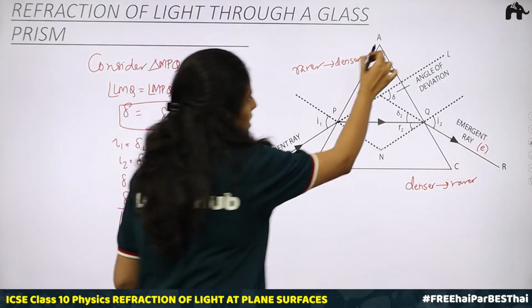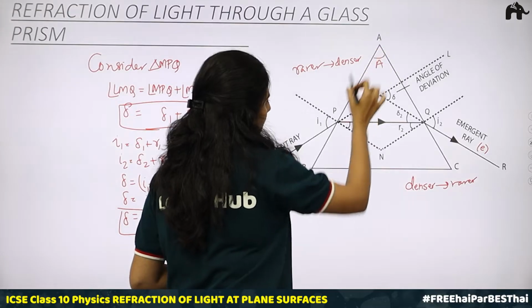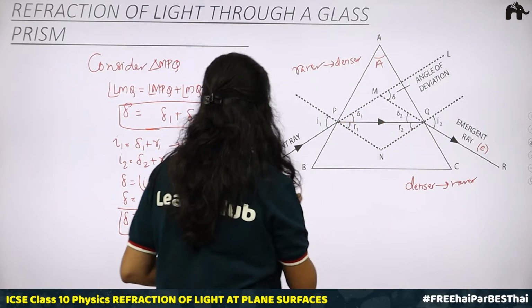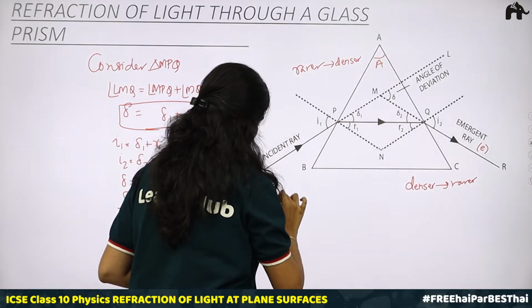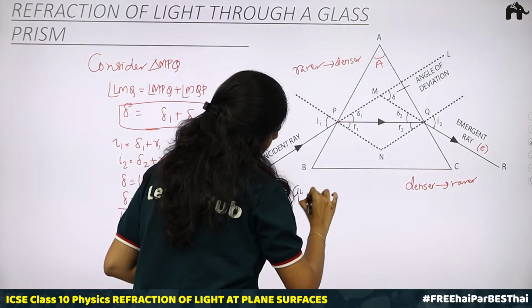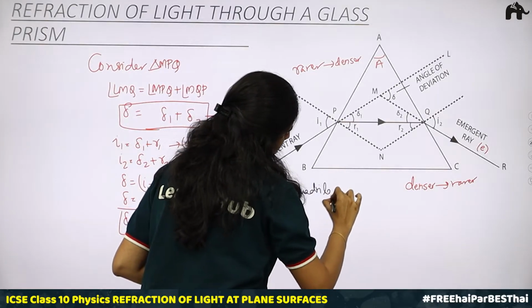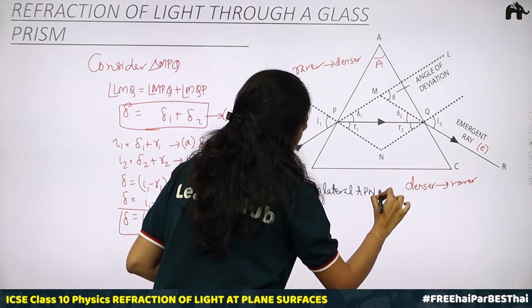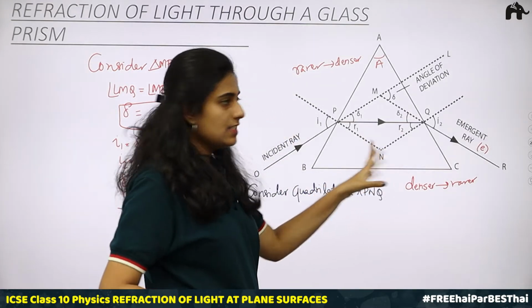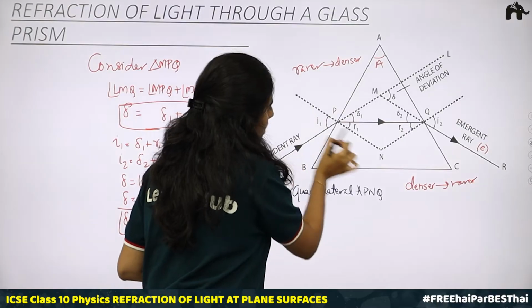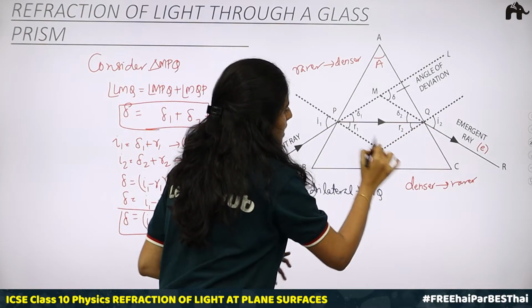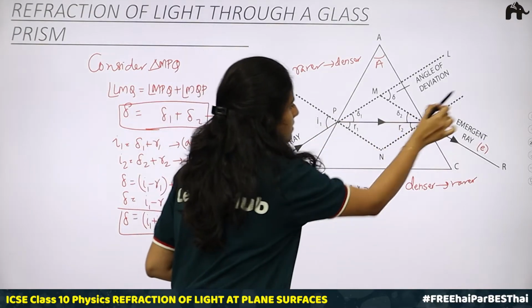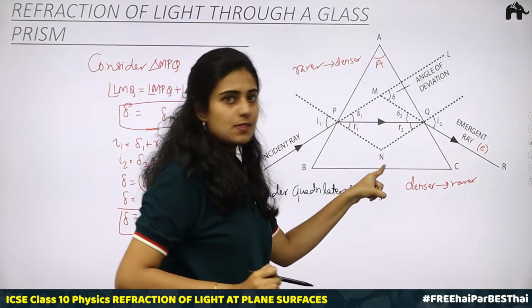Now, you have to consider this quadrilateral APNQ. How do we get this N? N is where the two normals meet at a point. Two normals when extended will be meeting at a point, and this point is N.